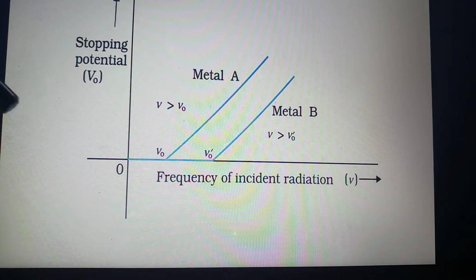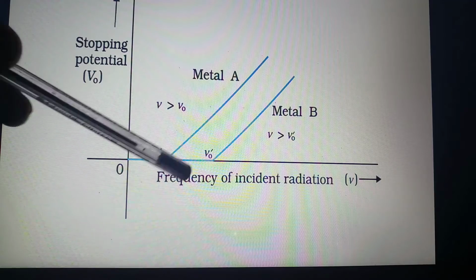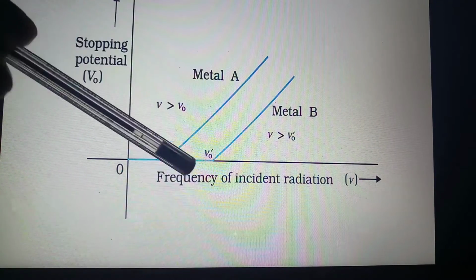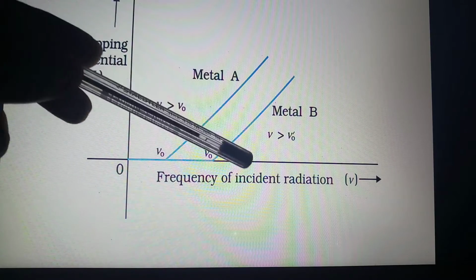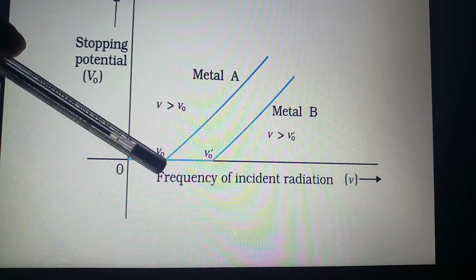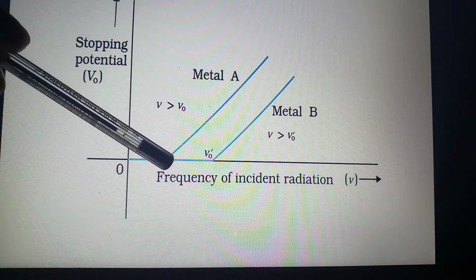Here we have another graph. In this graph we have the stopping potential along the y-axis and the frequency of incident radiation along the x-axis. This one we are doing for 2 different metals. This is one metal, and for that metal we have a particular frequency here. This is the minimum frequency required for the photoelectric effect.